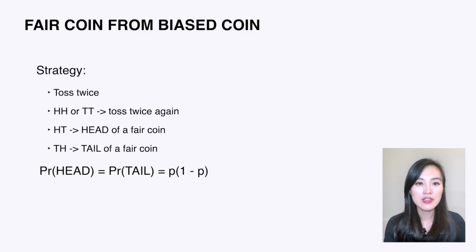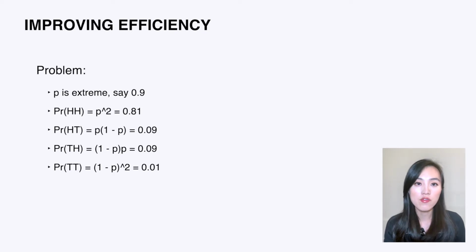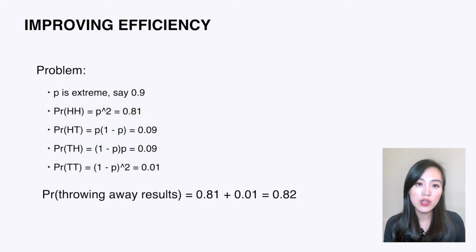Let's take a few seconds to think about if there are any potential issues with this approach. What happens if P is an extreme value, say 0.9? We can get the probabilities of the four combinations. Because we discard HH and TT, and only keep HT and TH, it means that we will be throwing away the results more than 80% of the time. And it may take many tosses for us to get a desired outcome. In other words, the efficiency of this approach is low.